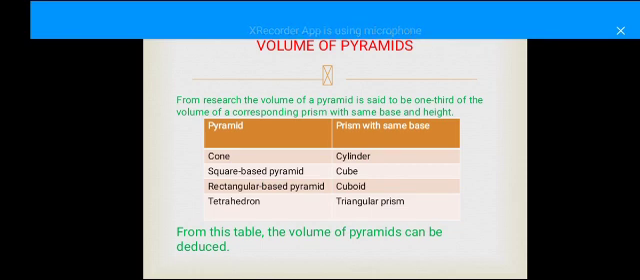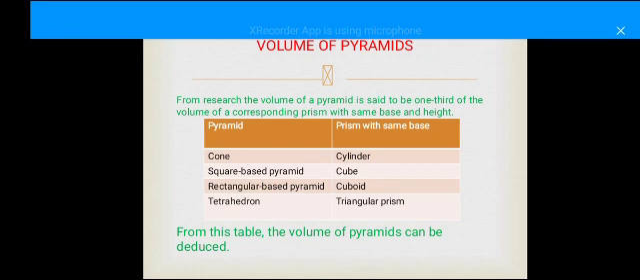What does that mean? That means every pyramid has a corresponding prism it looks like. That means a pyramid has a corresponding prism that has the same base. For example, cone. The corresponding prism to cone is cylinder. You agree with me? A cone has a circular base. A cylinder has a circular base. So those two are corresponding, from my illustration.